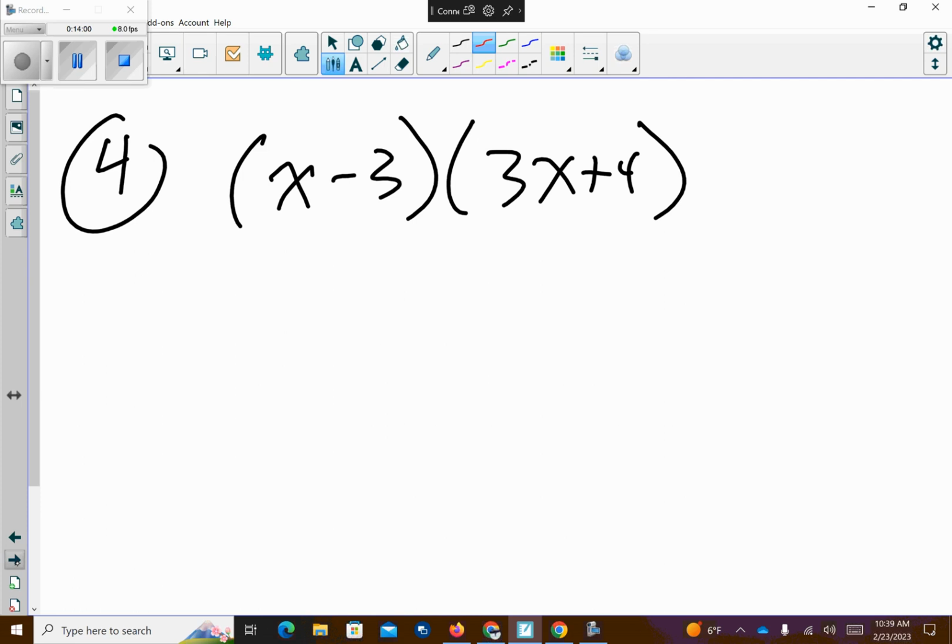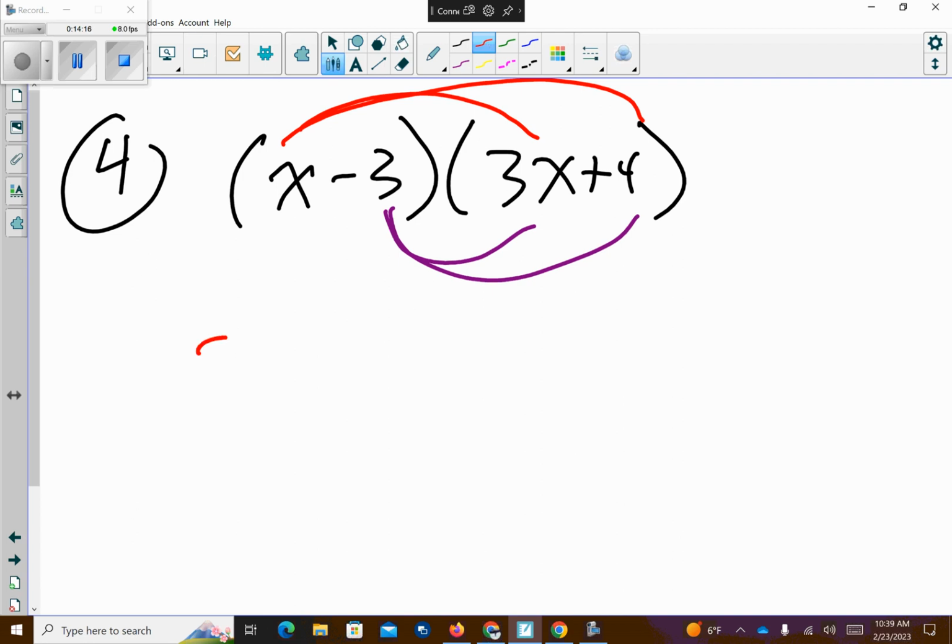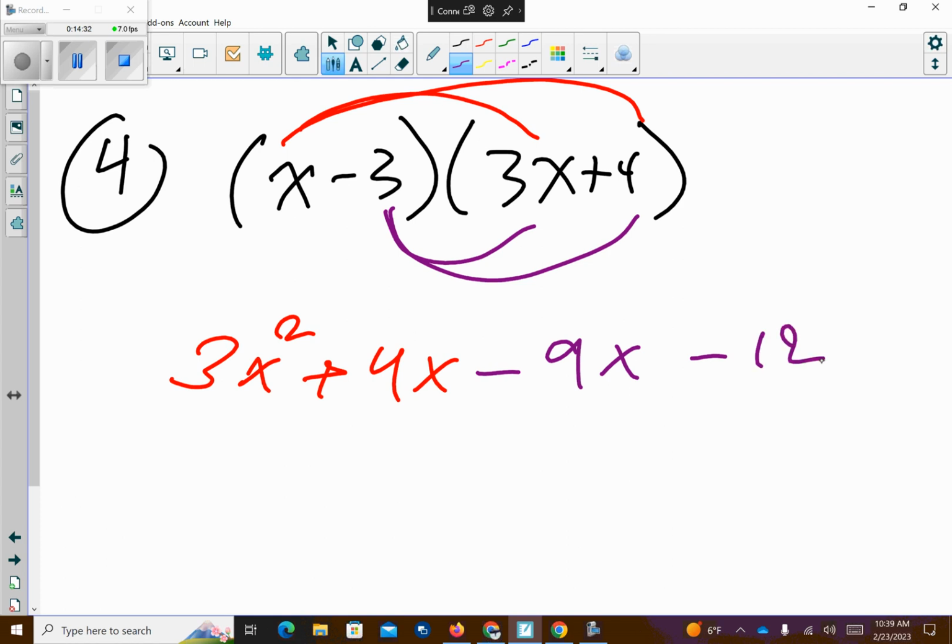All right, so this one is double distribute. Agree? Yes. So x times 3x is 3x to the second power. There you go, 3x to the second. Okay, so that was the first one. Then the outside ones. 4 times x is positive 4x. Inside, negative 3 times 3x is negative 9x. And then negative 3 times 4 is negative 12.